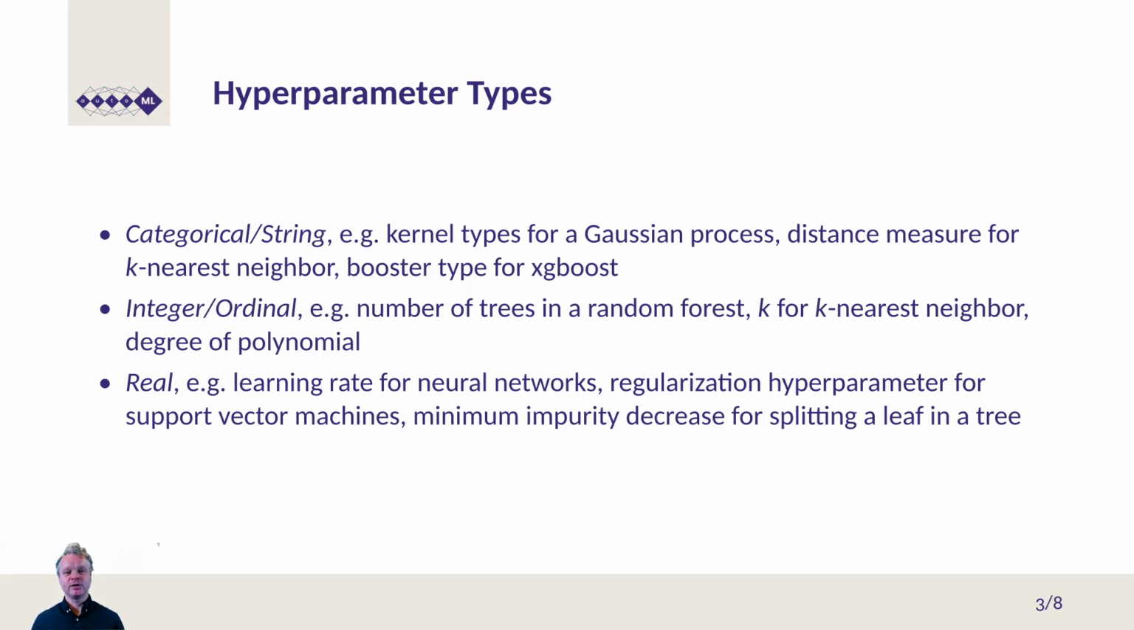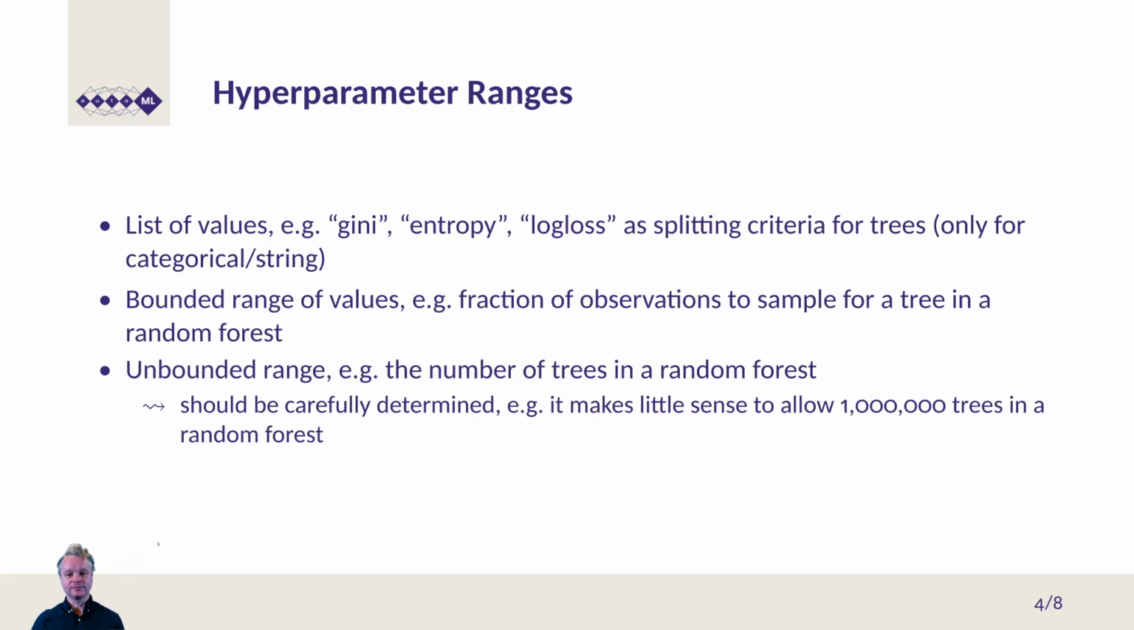So many different types, and depending on what they are and how they interact, we of course want to specify them appropriately. Which brings us to how we actually specify these in a way that we can search over them, which is as hyperparameter ranges. For the categorical type, this would usually just be a list of values. For example, Gini, entropy, log loss as the splitting criteria for trees. They can also be bounded ranges of values. For example, the fraction of observations to sample for a tree in a random forest. So these can be both real and integer, depending on what the hyperparameter is.